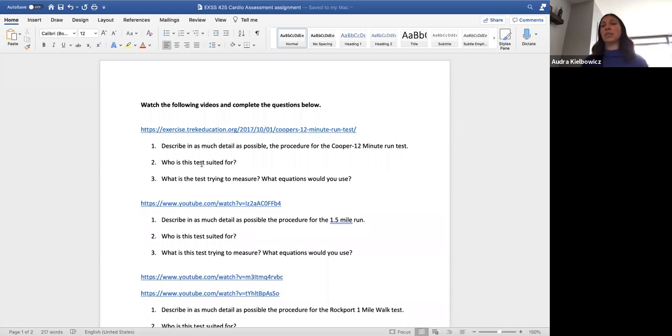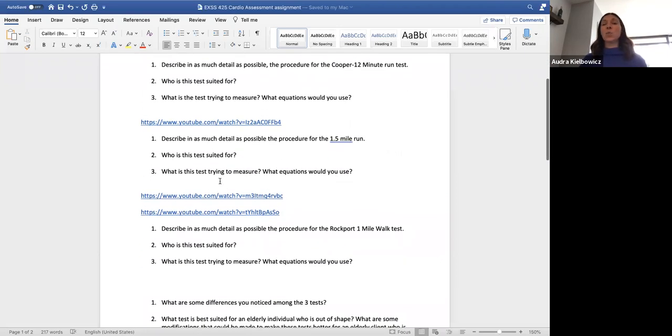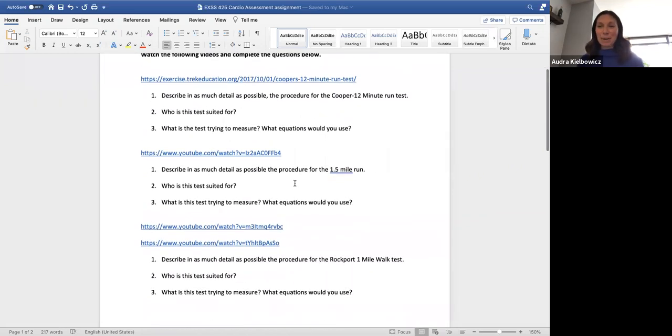Each of these 3 tests is different. It's going to be better suited for certain individuals than others, maybe better suited for an athlete, maybe better suited for a beginner. It's going to say that in the video, so you will be able to pick up on that. And then it asks what it's trying to measure. Every single one of these videos is measuring the exact same thing. So you guys will be able to pick up on that.